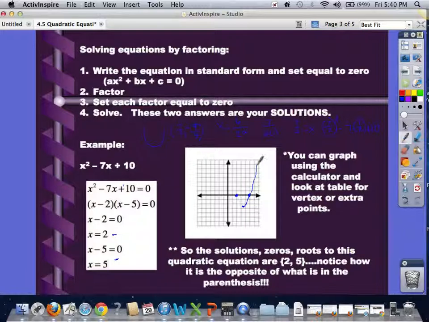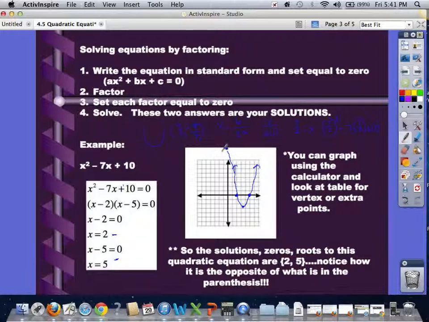And you just graph it, making sure it goes through those points. Now you can always find the y-intercept by plugging in a 0. You know it's going to cross at 10, so that's 1, 2, 3, 4, 5, 6, 7, 8. It's off the Richter scale up here. Somewhere up here it's going to cross the y-axis at 10.